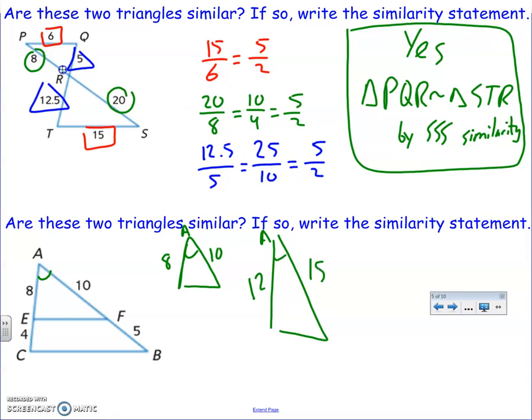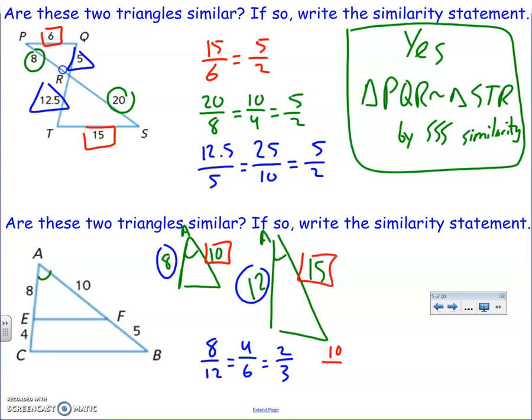All right, I'm checking, are these sides proportional? Is 8 over 12, what is that? Divided by 2, that's 4 over 6. Divided by 2 again, that's 2 over 3. Because this makes a pair right here. I'm going to try this other pair. 10 over 15. I divide by 5, that's 2 over 3. They're matching. Since 2 pairs of sides are proportional, and the angle between them, the included angle, is congruent, this is yes. They are.